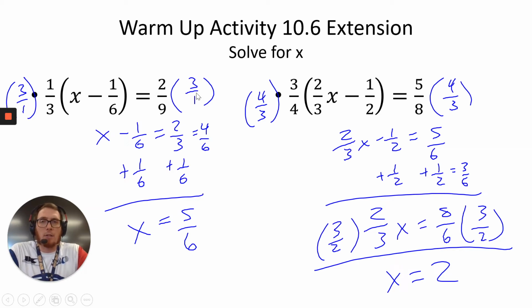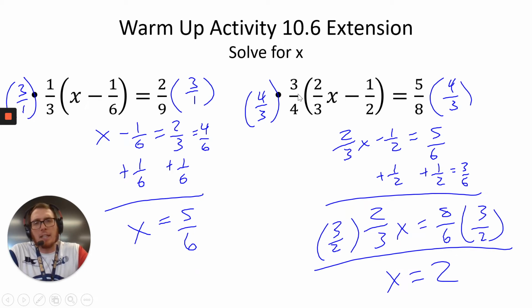When I multiply by 3/1 on the right side, I get 2/3 because the 3 and 9 will cross simplify. And then it's x minus 1/6 equals 2/3. I'm just going to add 1/6 to both sides. My rules don't change. I still do the addition and subtraction rules the same way that I did before. In this case, though, what you'll notice is I made 2/3 into 4/6. The reason for doing that is to make sure I have a common denominator between the 1/6 and the 2/3. And then I get my answer of x equals 5/6.